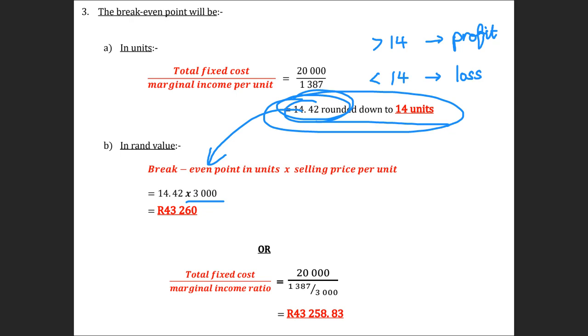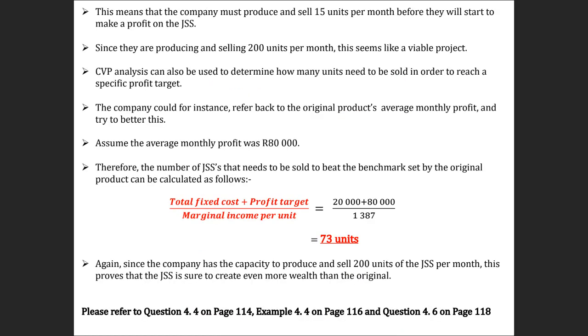Alternatively, if you use the other formula, it is the total fixed cost over the marginal income ratio. So your total fixed cost is 20,000 Rand, and I had already shown you on the previous page that your marginal income ratio would be your marginal income of 1,387 over the sales of 3,000, and that would give you more or less the same answer of 43,258.83. So that's your break even in terms of units as well as sales.